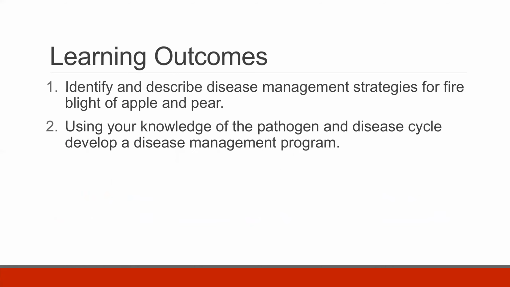In this lecture, we will focus on how to manage fire blight, considering each of the phases of the disease. The learning outcomes for this lecture are: number 1, identify and describe disease management strategies for fire blight of apple and pear, and 2, using your knowledge of the pathogen and disease cycle, develop a disease management program.